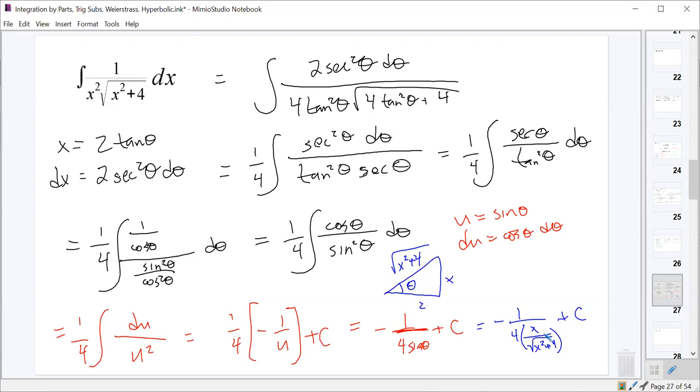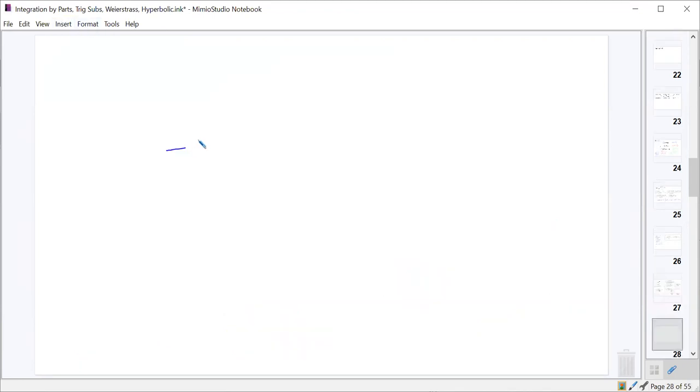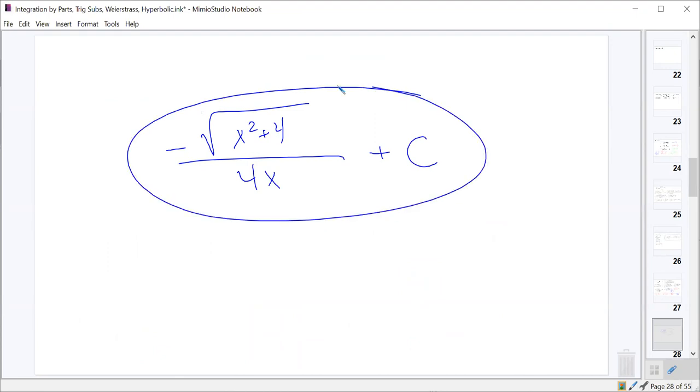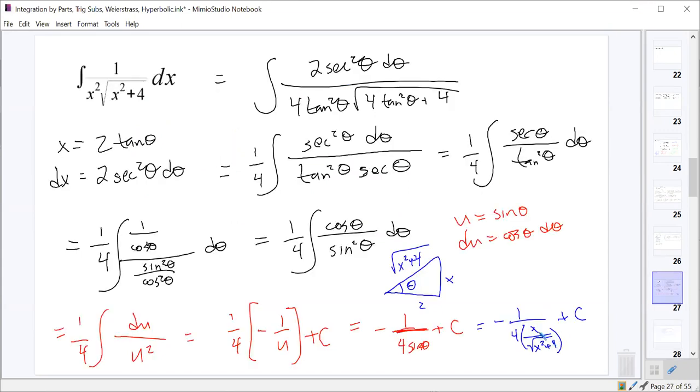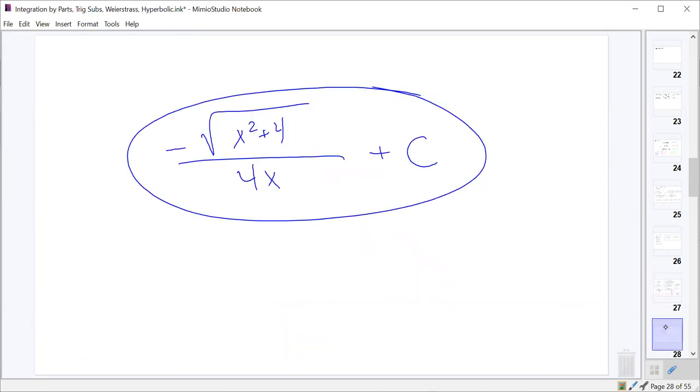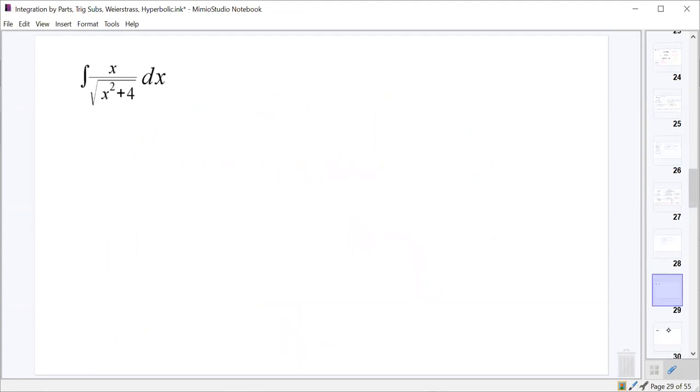And it might be nice to not have a fraction there in the denominator and just throw this up into the numerator. So I guess a new page here real quick. That could become -root x squared plus 4 over 4x plus our constant. Good or no? I'm just flipping that around. Everyone okay with that or no? Yeah. Cool, that one was simpler. Wonderful. Let's do another one.